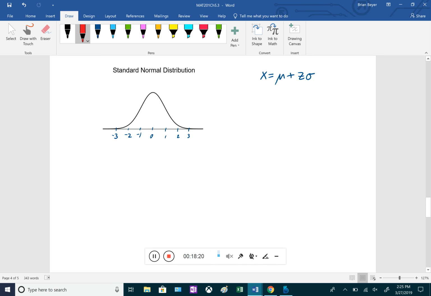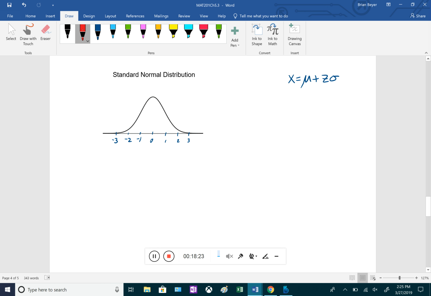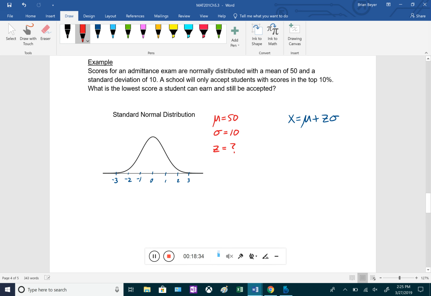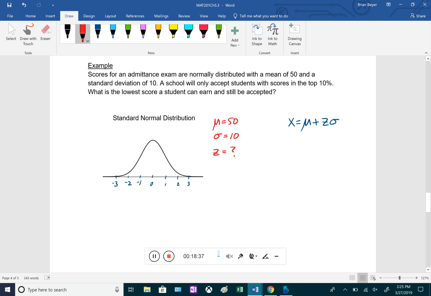So we're given that mu is 50, sigma is 10. So we don't know what z is, right? We still need to find z. So we need to do that using the fact that it only accepts students in the top 10%. So we're looking for the z-score that has 10% of the area to its right. So 10% as a decimal is 0.1.